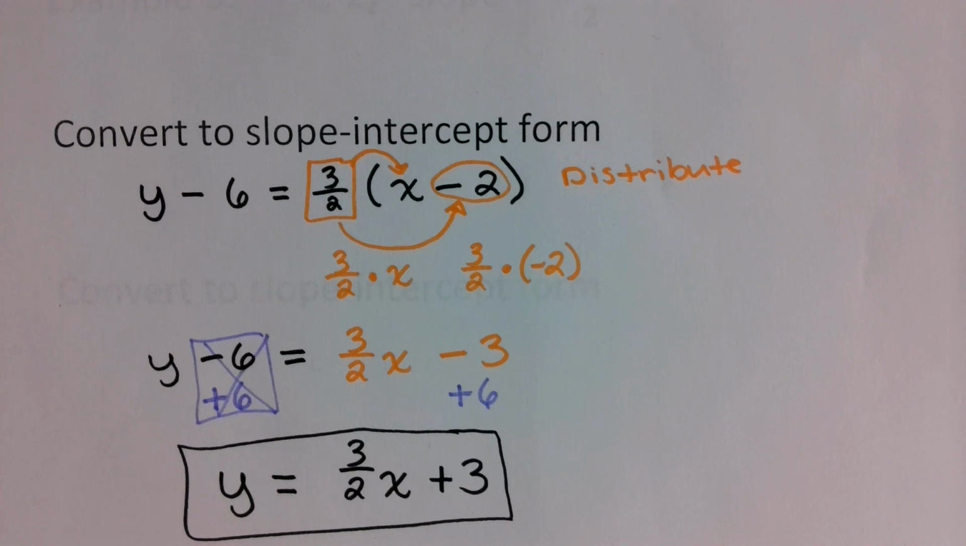Okay, so you have to understand how to write in point-slope form and how to convert point-slope form into slope-intercept form. Okay, I want you guys to go ahead and try example 2 and example 3 on your own. Just example 2 and 3.